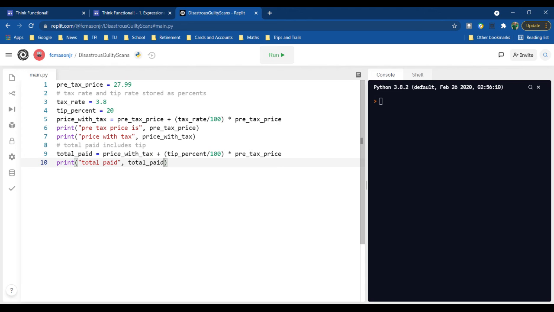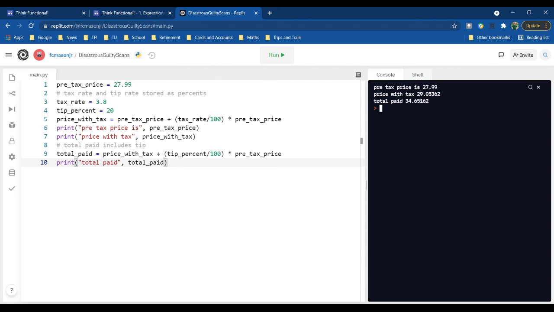Okay, so let's actually run this and then hope it doesn't crash. Perhaps it will, perhaps it won't. You'll find that very often when you write a little bit of code and then try it out, it will crash. So let's see. Oh, it didn't crash. So let's see. Pre-tax price is $27.99. That is correct.